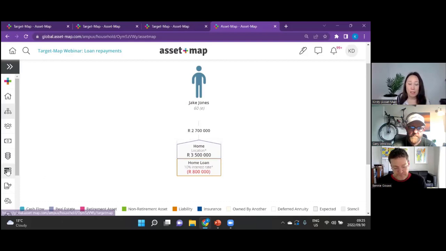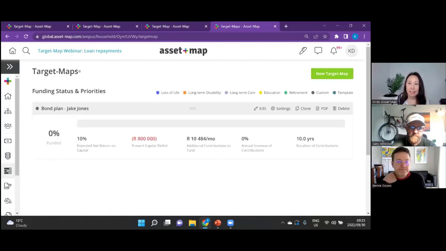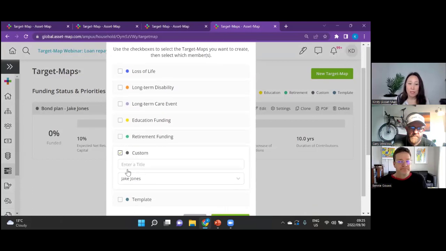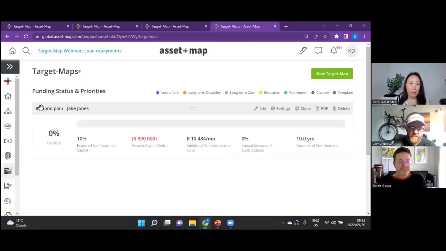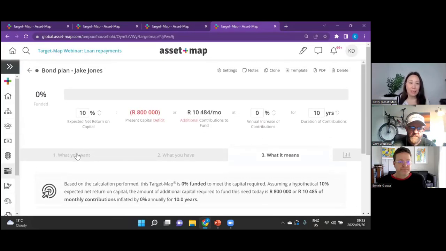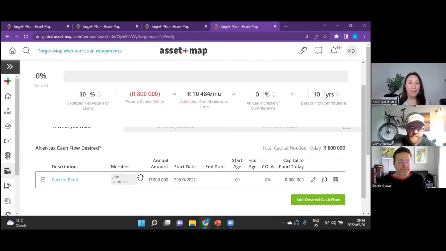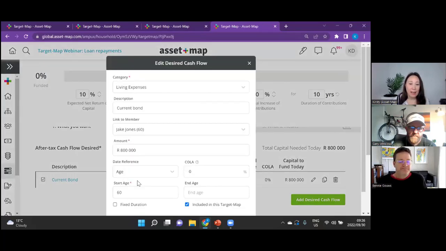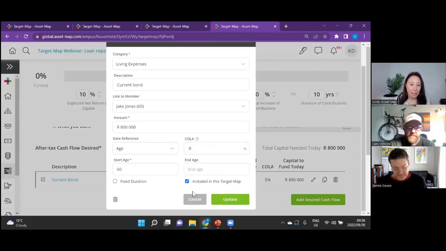So in this example, I'm going to jump into target maps. I've created a custom target map, which gives me the ability to call it whatever I want, and in this example, I've called it bond plan. The first thing we want to do, under what you want, is add in the amount of the loan today. So I've said the current bond is 800,000 as at today. So we don't put an end age in. It's a once-off need, they owe that today, and we don't put an escalation in.